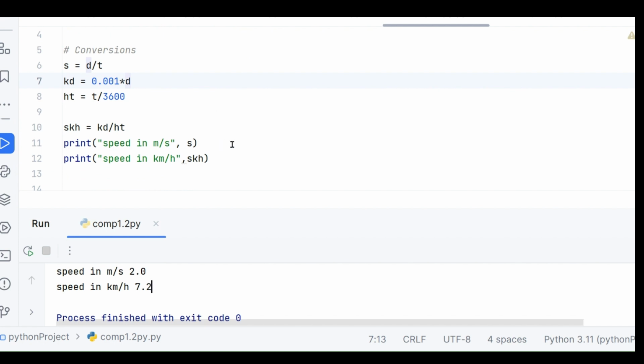What I'd like you to do in your own time, anyone following this course, is to repeat the exercise but for different units. Maybe you want to convert to kilometers per second. Maybe you want to do kilometers per minute. Maybe you want to do centimeters per minute. Either way, have a go in your own time and we'll see what the results are.